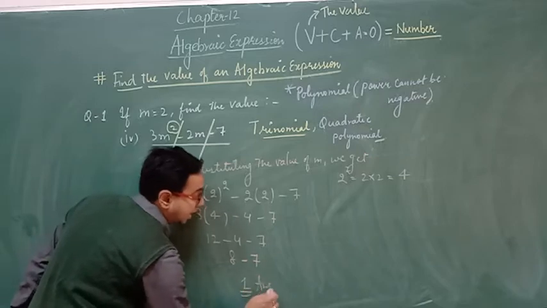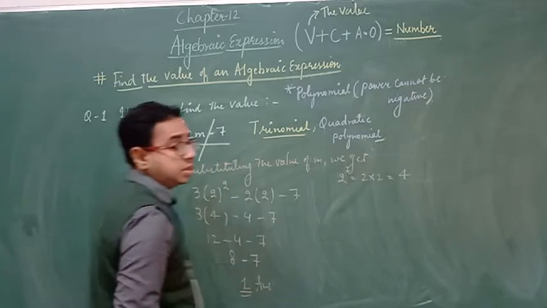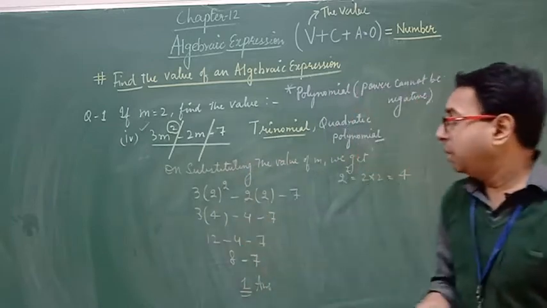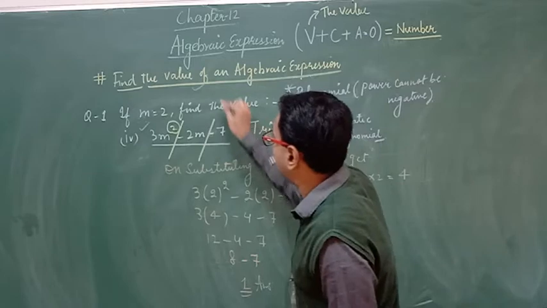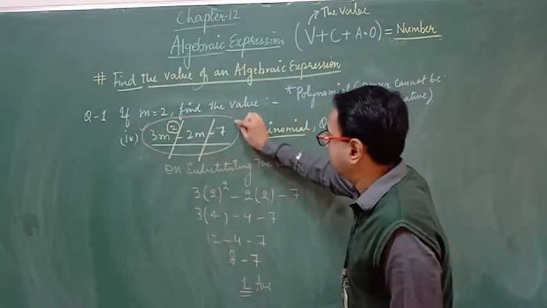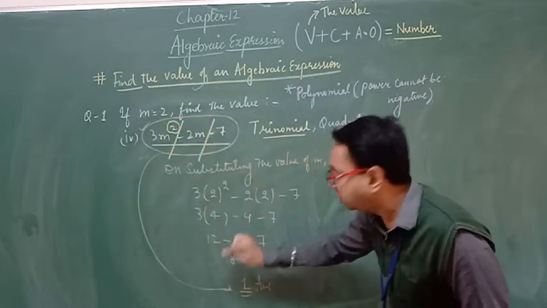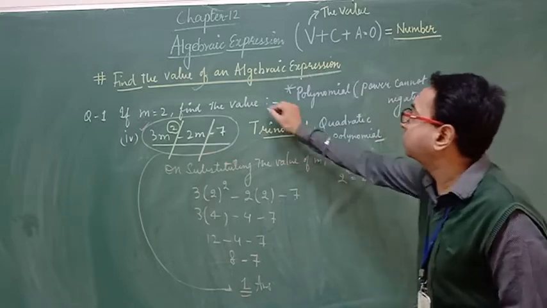Answer is 1. Can you see? It seemed such a big algebraic expression, but the answer is very simple. Answer is 1. So can you see the benefit of this? Such a big algebraic expression is converted into a one-digit number. This is the benefit of this topic.